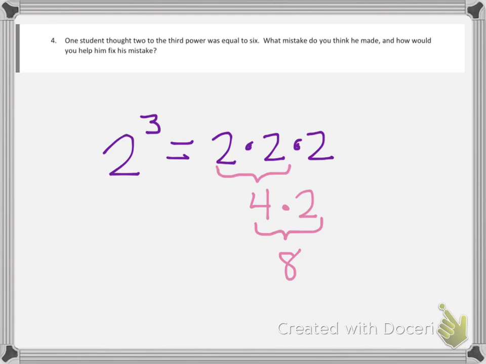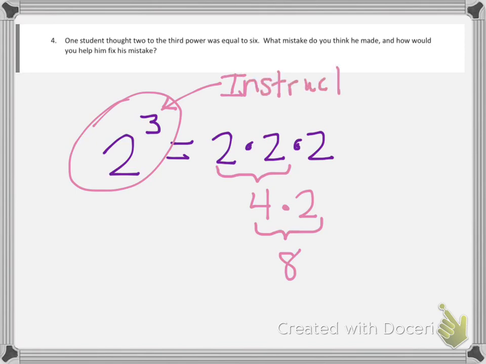Well, the student did not interpret the code, did not interpret exponential form. 2 to the 3rd power does not mean 2 times 3. And that's the mistake that many students make. This is never a multiplication problem between the base and the exponent. The exponent is an instruction. It tells you how many bases to multiply together. It's not used for calculation. It just tells you how many 2's to multiply together.